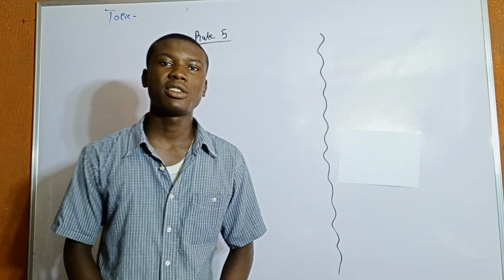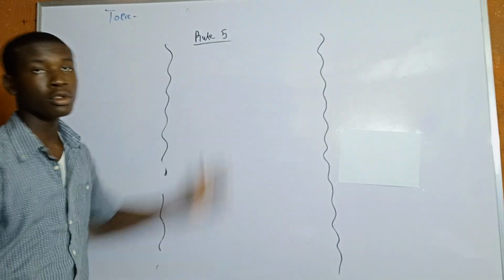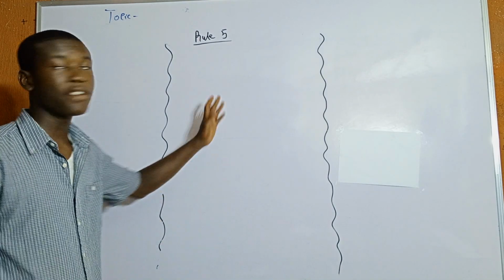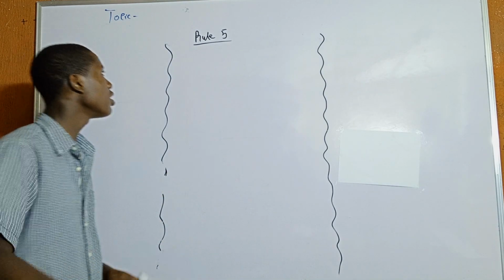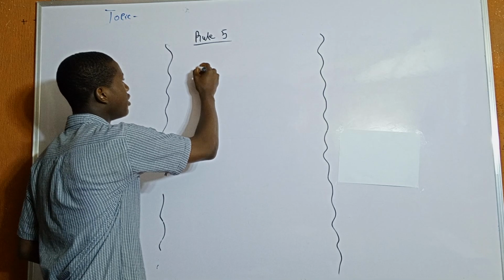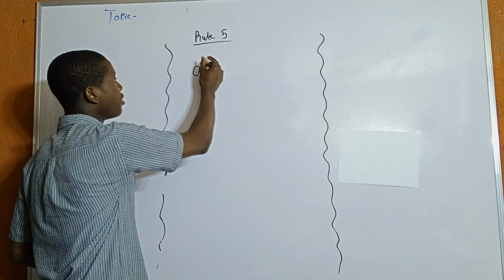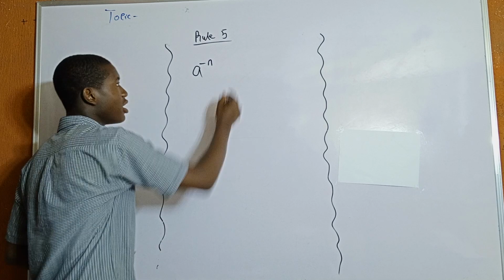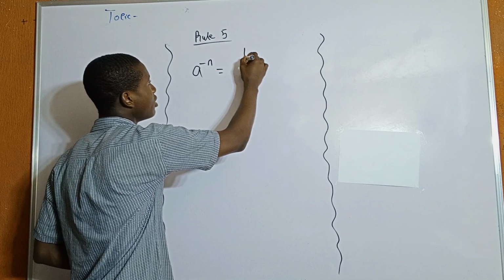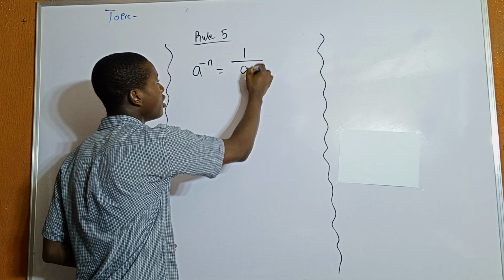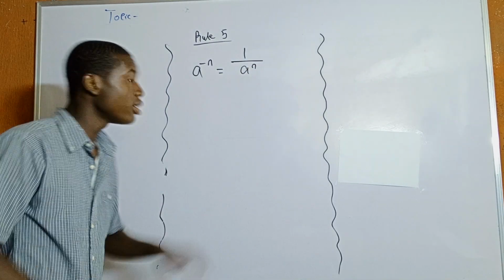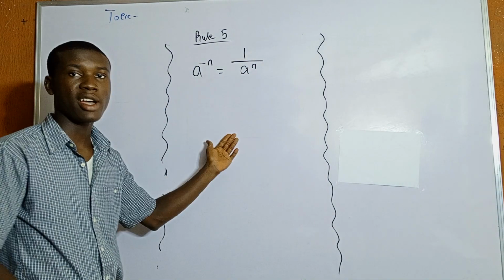Hey there, so today we are discussing the fifth rule of indices, and this is part 3 of this series. Now, for the fifth rule of indices, the law says that if we're given a raised to the power minus n, it will be equal to 1 over a raised to the power n. Now, I'm going to teach you how this law was derived.